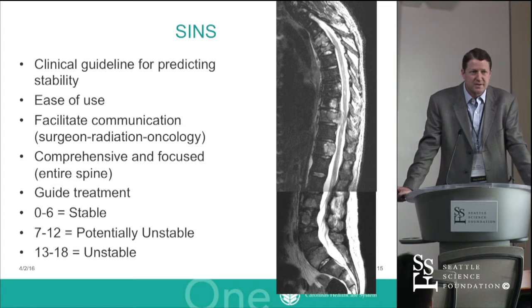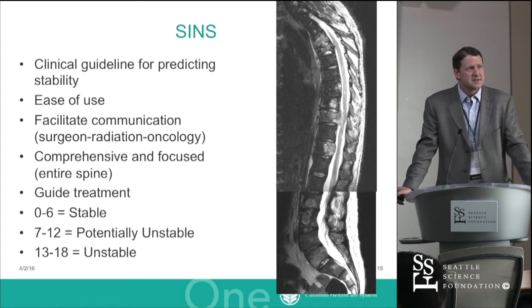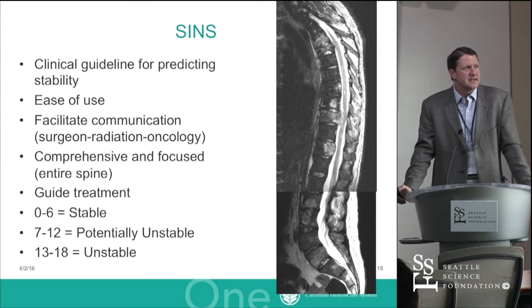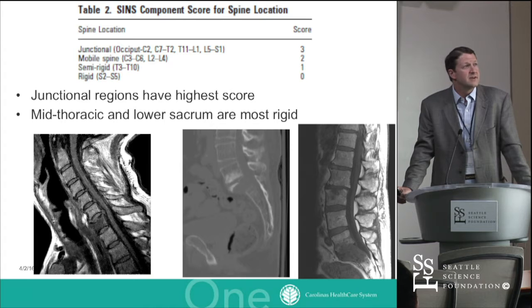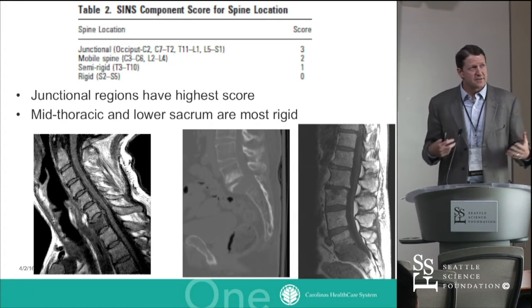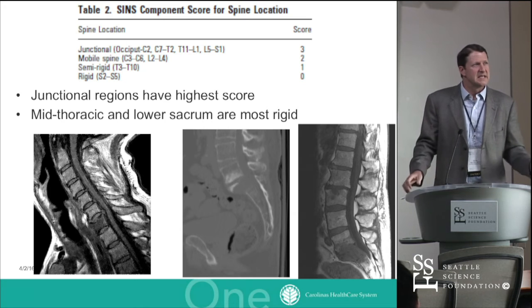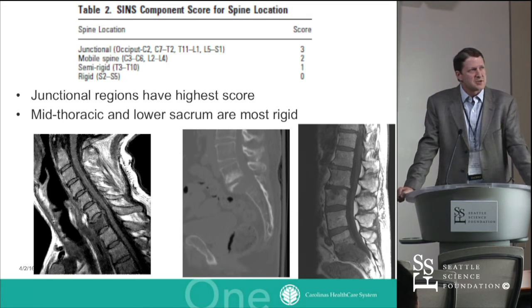So patients with a score of 0 to 6 were deemed stable, 7 to 12 potentially unstable, and 13 to 18 as unstable and needing intervention potentially. So we'll look at the different components here with some pictures to try and understand what all these things mean. So the SINS component score for spine location.